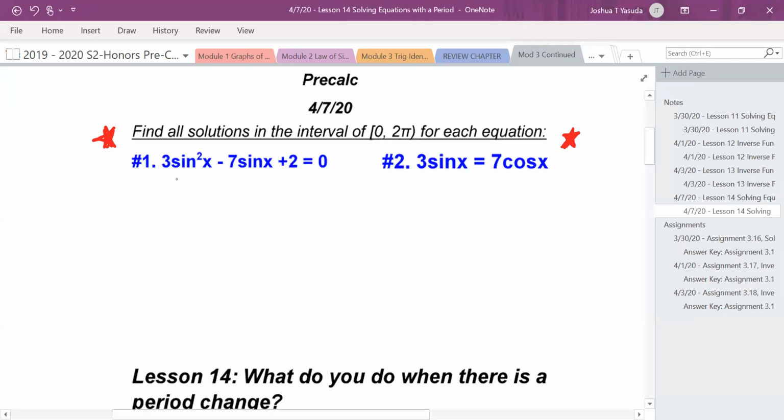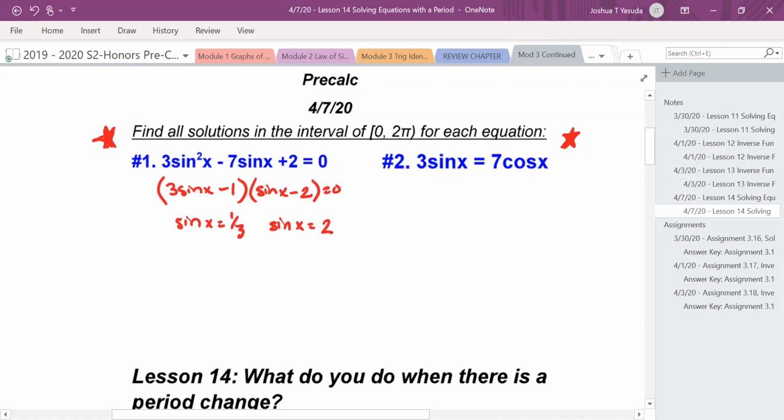First one, I'd factor it. Yes, first one, we would definitely factor it, right? So 3 sine of x, and then I think minus 1 would be the right thing, and then sine of x minus 2, and that would equal 0. Then we'd set each one equal to 0. So it'd be sine of x equals 1/3, and then sine of x equals 2.